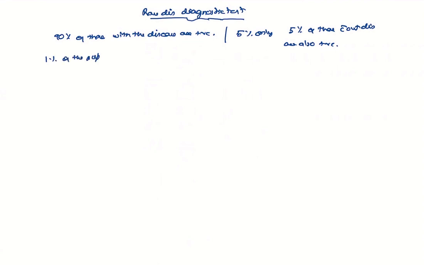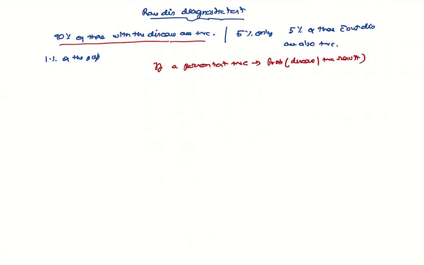So obviously, as a clinician, you would want to know that if a person tests positive, what is the probability that he has the disease given a positive result. The intuition would say that since 90% of the patients with disease are positive, the probability of disease given a positive result would be very high. But let's try to do it using Bayes principle.